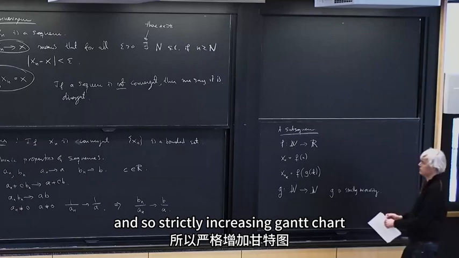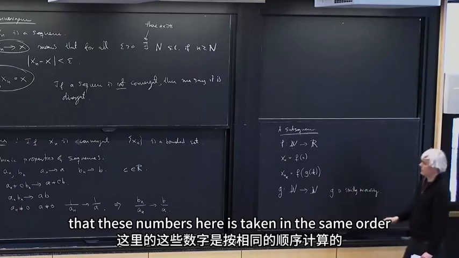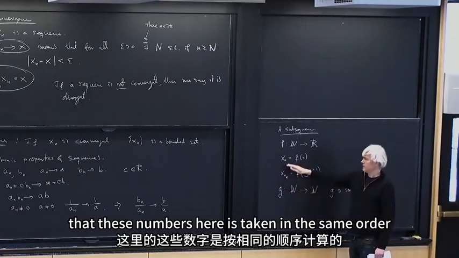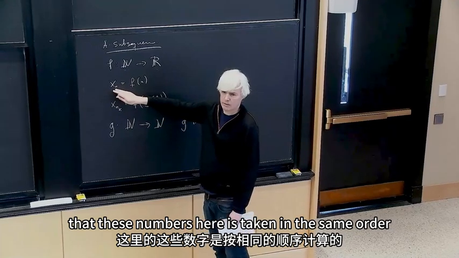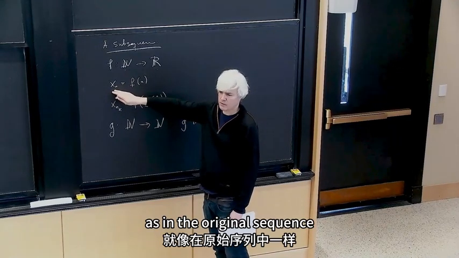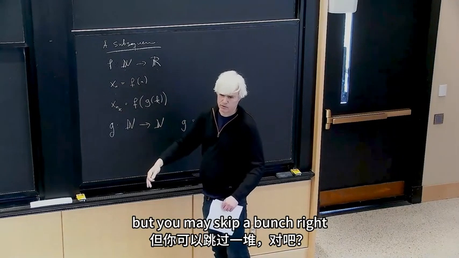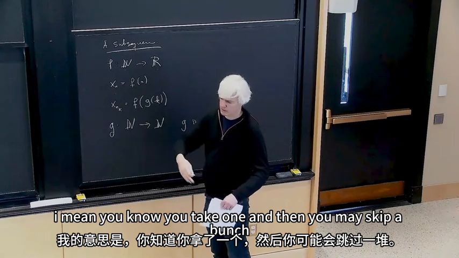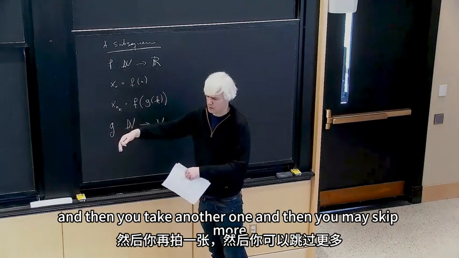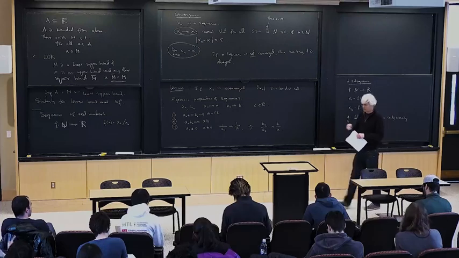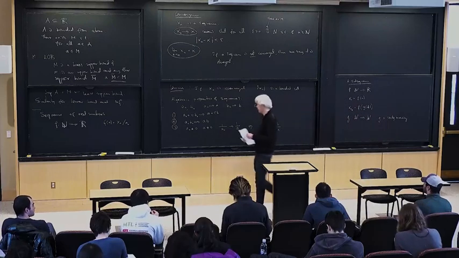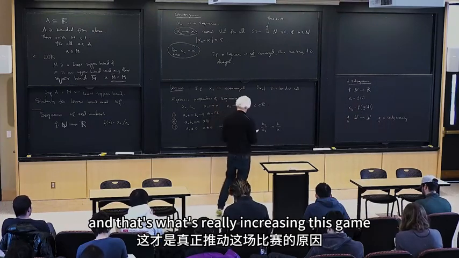And so strictly increasing guarantees that these numbers are taken in the same order as in the original sequence, but you may skip a bunch, right? I mean, you take one and then you may skip a bunch, and then you take another one and you may skip more, but it's in the same order. And that's what strictly increasing is guaranteeing.